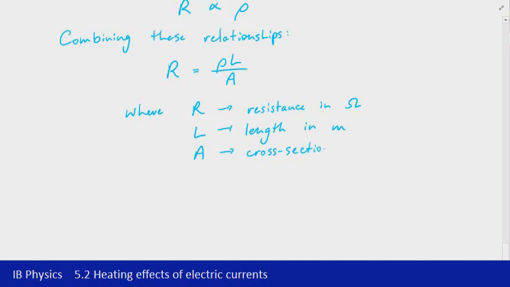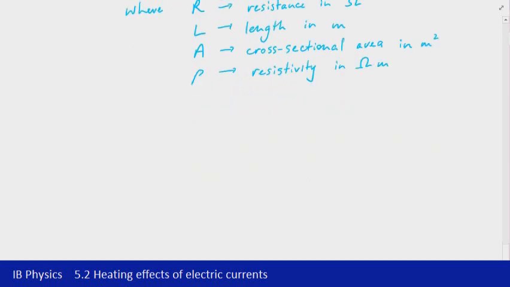and I left rho till last because we need to just say a little bit more about it. And cross-sectional area, I should mention, is in square meters. Rho is resistivity, and the units are ohm meters. Now, the idea of resistivity is that it's a property of the substance itself. So it's not the resistance. So be careful here that you know the difference between resistivity and resistance.